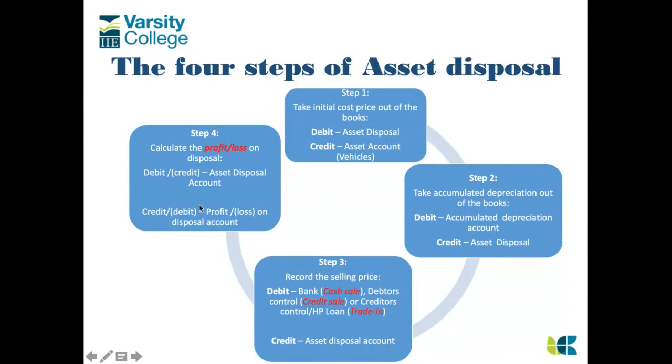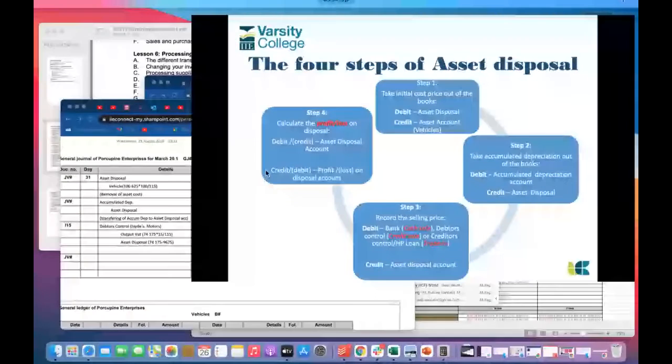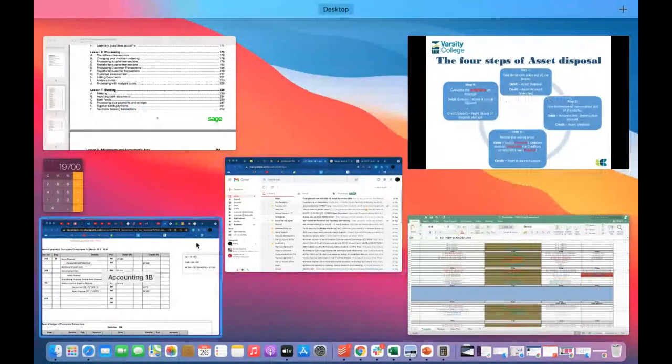If we made a loss, can you see that's the second one here in red? You're going to credit your asset disposal, and you're going to debit your loss on that asset. But that's just the steps for you to know. Now I want to teach you in such a way that you know not just what to do, but why you are doing what you're doing. So here's the logic.